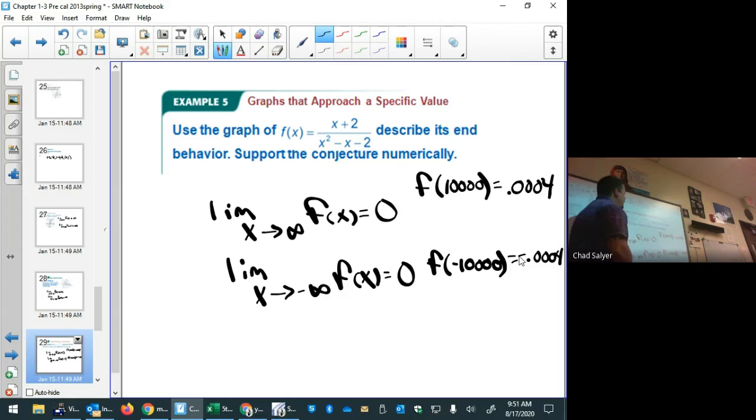So that supports our conjecture because those numbers are very close to 0. And if I went even larger, like 100,000, it would be even closer still. Never quite get to 0. Just approach it infinitely.